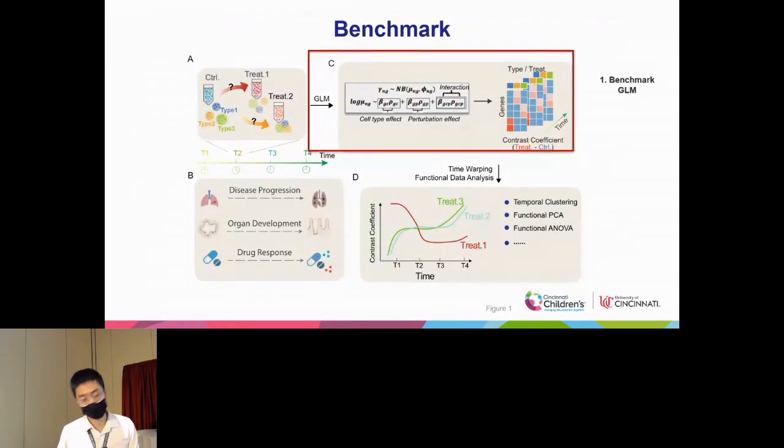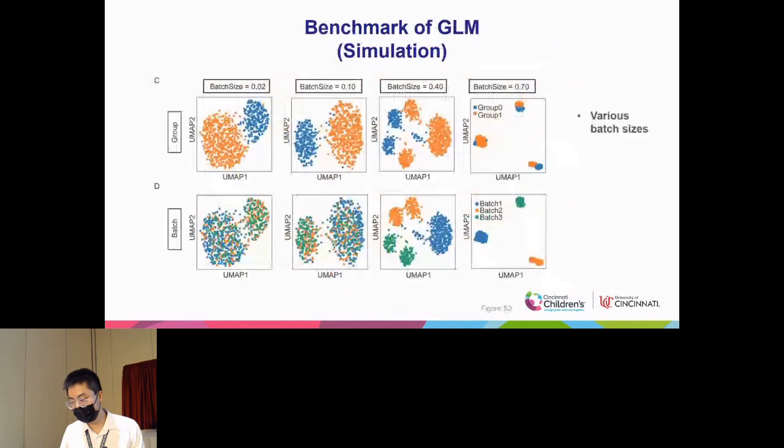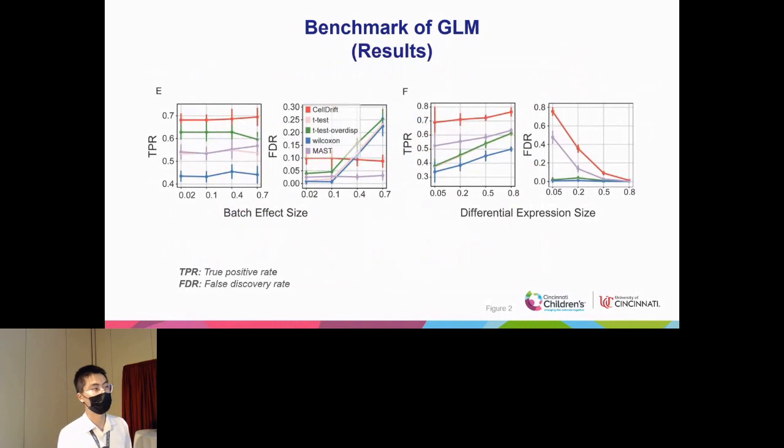With this method established, we want to benchmark how it performs. We benchmark two parts. One part is the generalized linear model part, and the other is the functional data analysis part. For the generalized linear model, we want to see how well the CellDrift model performs in identifying perturbed genes. So we simulate perturbation data using Splatter with different batch effects, as well as different differential expression sizes, which is not shown here. We also define the ground truth, and we compare our predicted significant genes versus the ground truth.